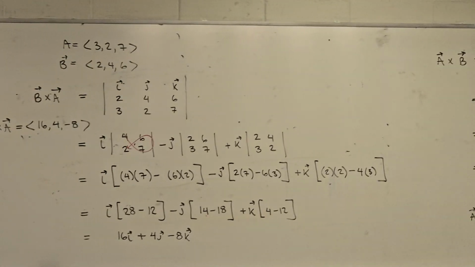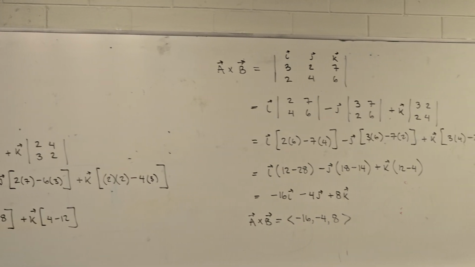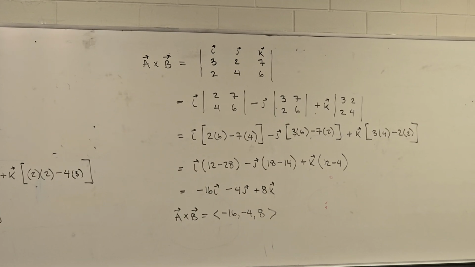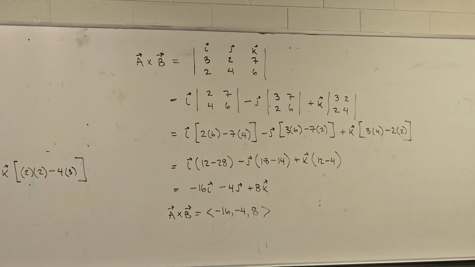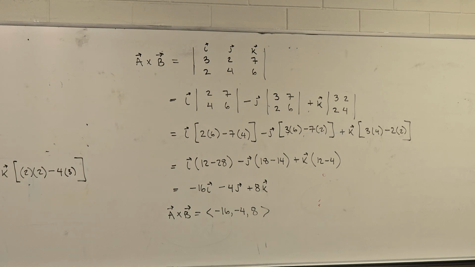All right, so in our properties list over here next to cross product, we want to say that v cross u is equal to the negative of u cross v.